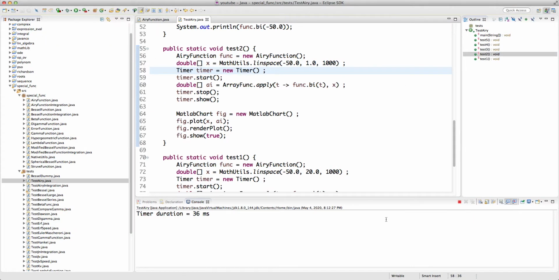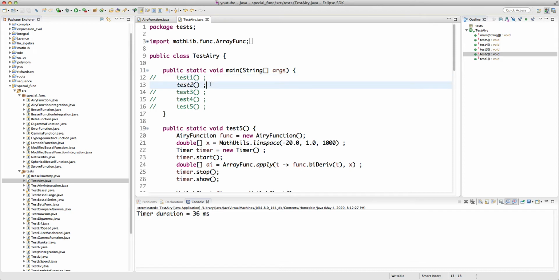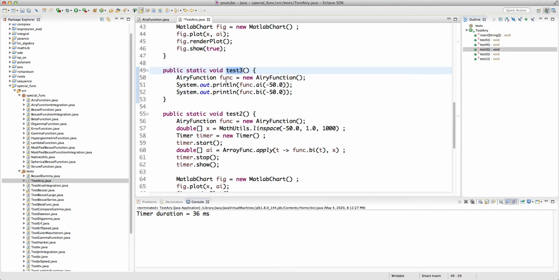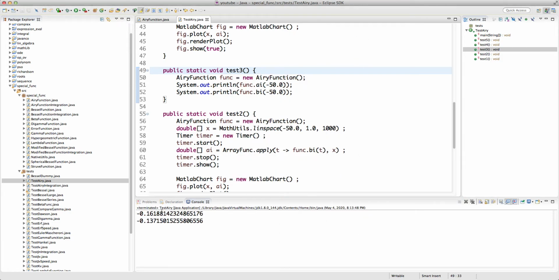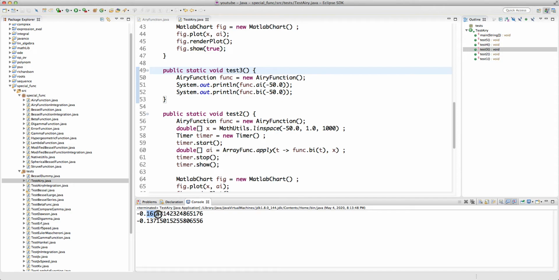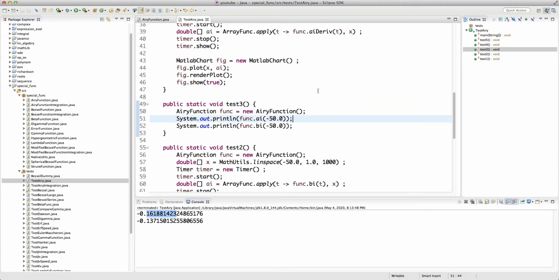Alright, so back to Eclipse. So in test 3, I'm just evaluating Ai at minus 50 and Bi at minus 50, which is something we already looked at in the Jupyter notebook. And we saw that we have 9 decimal places of accuracy for both of them.